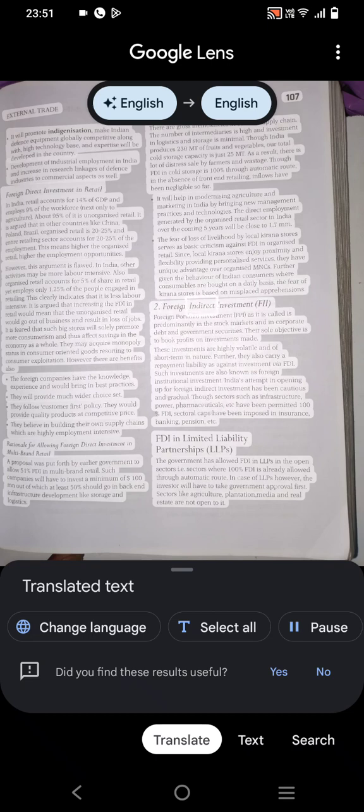Foreign indirect investment, FII. Foreign portfolio investment, FPI, as it is called, is predominantly in the stock markets and in corporate debt and government securities. Their sole objective is to make profits on investments made. These investments are highly volatile and short-term in nature. Further, they also carry a repayment liability as against investment owed to FDI. Such investments are also known as foreign institutional investment.